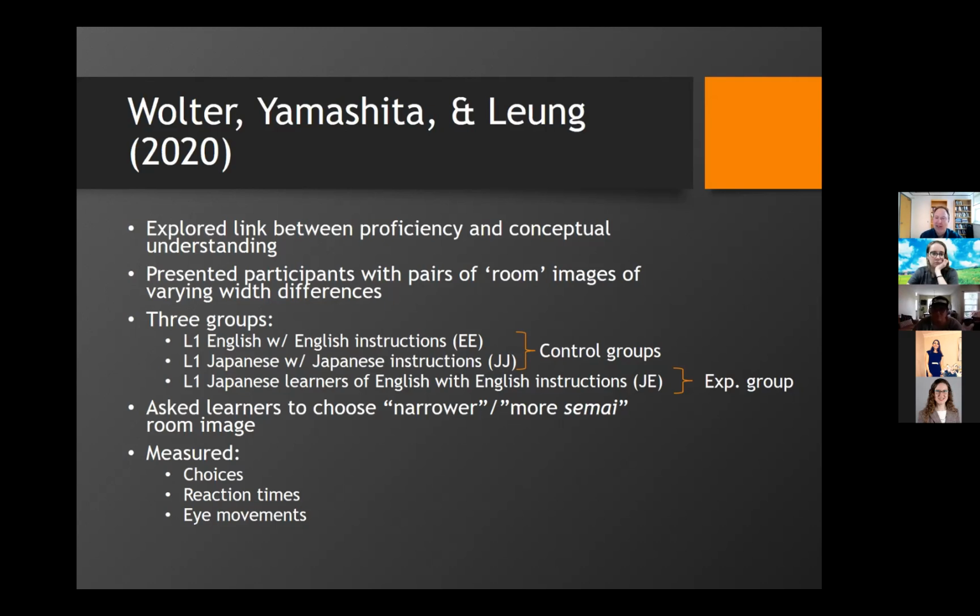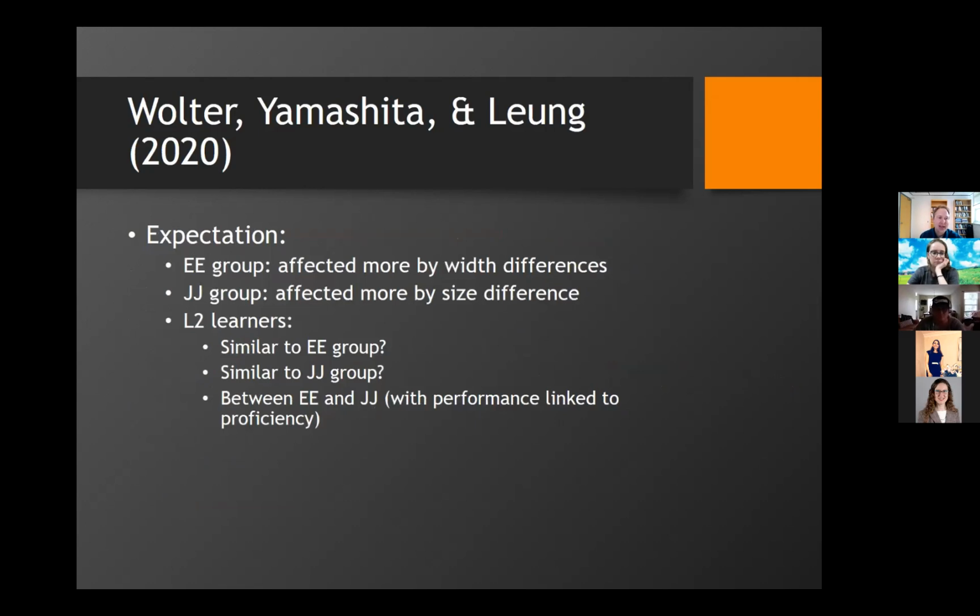So what are our expectations based on what we know about the English word narrow and its Japanese translation equivalent? Well, the expectation was that the English-speaking group would be more affected by width differences. So you ask a native speaker of English which room is the narrow room, they're going to pay attention to the width of the room. You ask a Japanese speaker the same question using semai, we would expect them to be more affected by size differences, since again, the Japanese semai has a broader conceptual footprint than English narrow.